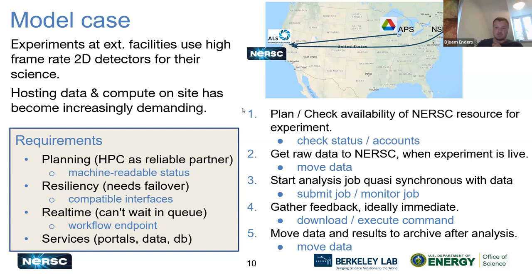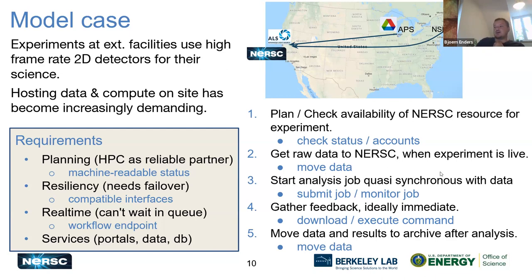Imagine you would say, okay, I want to ship it over to NERSC and run my jobs. There are a few things you would need to do to figure out if that actually works for you. First, you need to plan and check if NERSC resources are available. So the action item would be to check status, or check if you have enough compute hours in your accounts. Then you would want to move the data over.